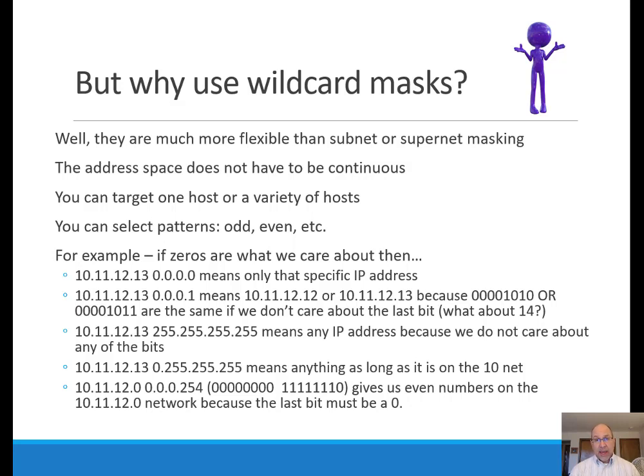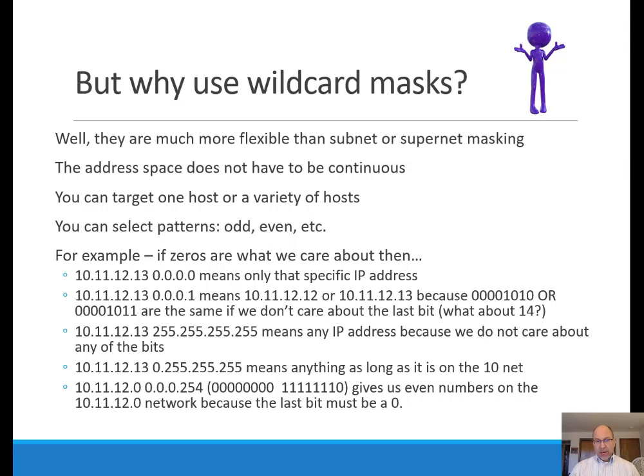If I take that same address, 10.11.12.13, and I change the wildcard mask to 0.0.0.1, then the match criteria just changed. And the reason it just changed is because I've just said I don't care what's in the very last bit. It can be a 0 or a 1. That means that the match will be 10.11.12.12 or 10.11.12.13. Because if I don't care about that last bit, the binary patterns are the same. But what about 14? Well, it turns out that 14 does change the binary pattern of the bits that I care about. And so 14 doesn't count.